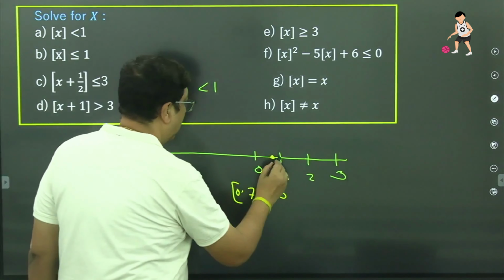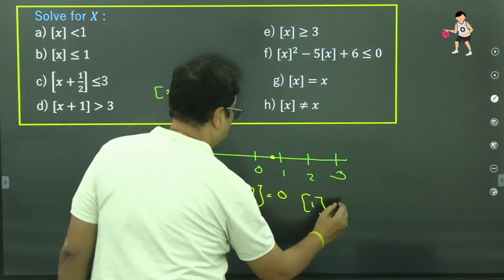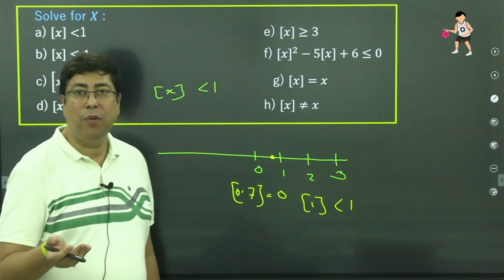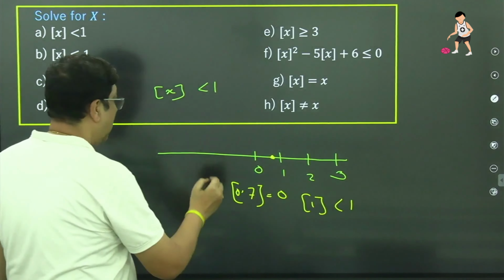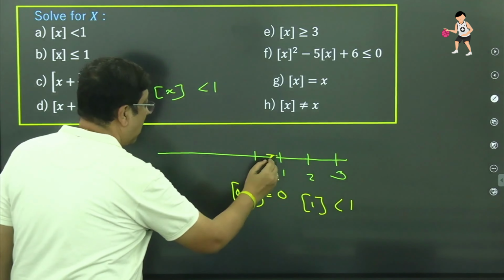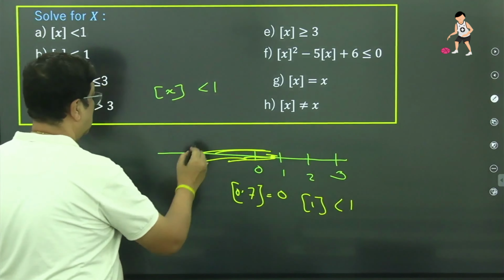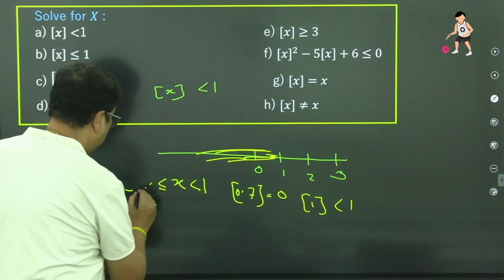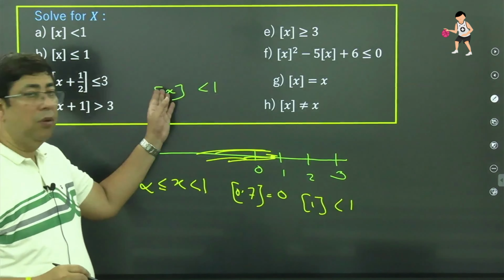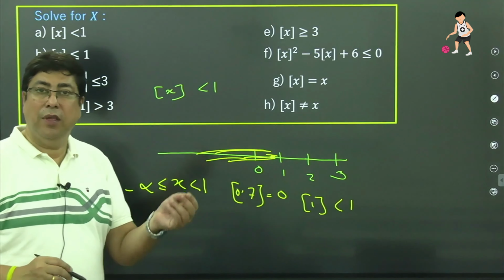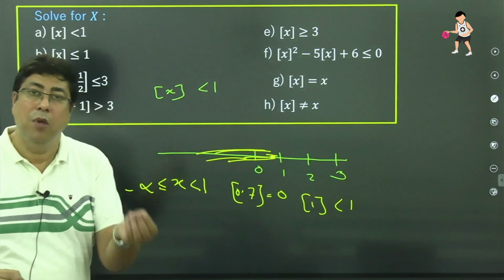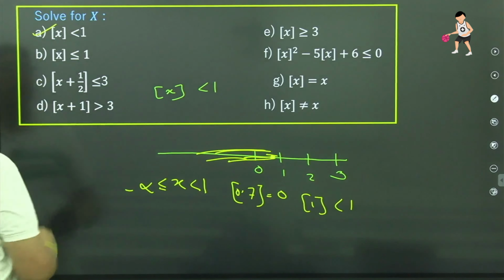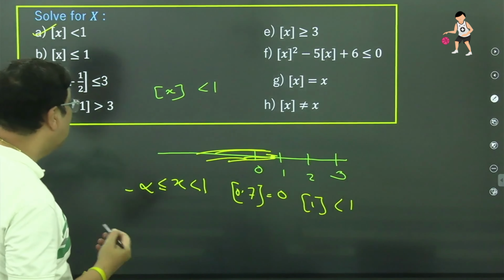If we take x as 1, is box 1 less than 1? No. Box 1 is not less than 1, box 1 is equal to 1. It means x should be lesser than 1. So all this region. So the solution is x lesser than 1, and going down to minus infinity, any value. If we take x equal to 0, it is lesser than 1. If we take x equal to minus 5, that is lesser than 1. If we take x equal to minus 10.2, that is lesser than 1. Okay?